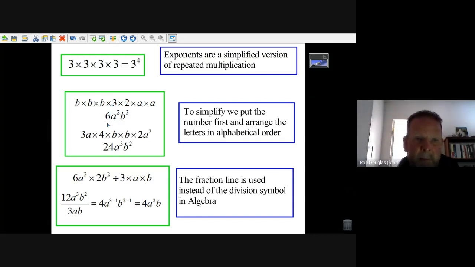You multiply the numbers together. Here, you multiply the numbers together. 3 times 4 times 2 is 24. There's just an a times a squared, where you add 1 plus 2. There's 3 a's multiplied together, and b times b is b squared.